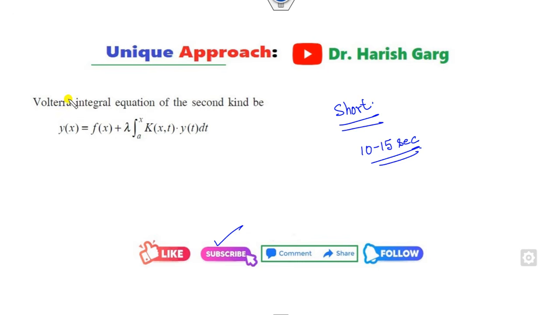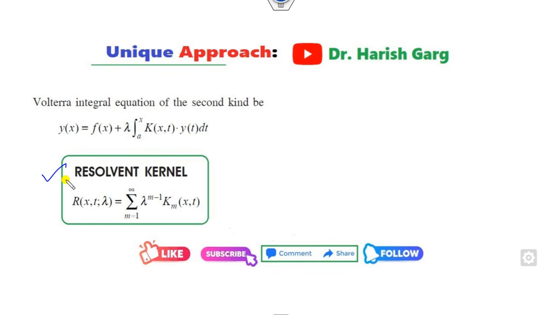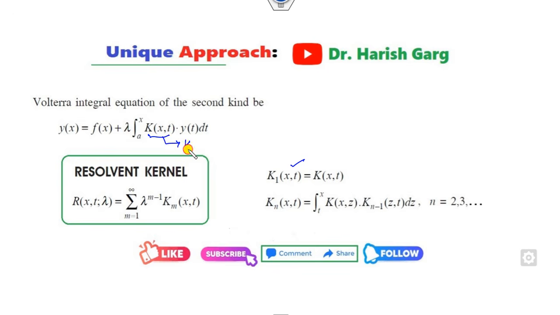Whenever you see a Volterra integral equation of the second kind, that means the integration is from a to x, make sure it's a variable. It is not from a to b, it is from a to x. Then your target is to find the resolvent kernel, and you all know the formula for the resolvent kernel, where lambda is the eigenvalue. K1 is my initial kernel, and k2 I can identify from here, with an integration from t to x, and so on. But after solving this you have to take a summation of these. It's a very lengthy procedure.